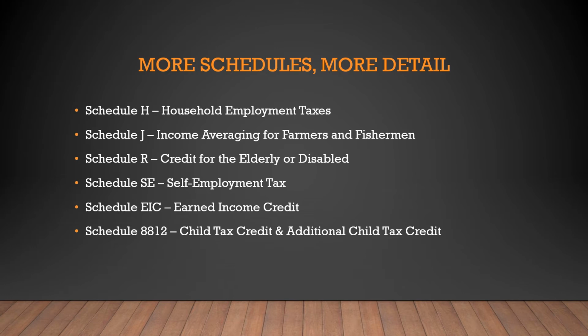Many of these, for instance, Schedule H, are out of our scope, and so we're not concerned with learning about them right now. A couple of the ones that you will see are Schedule EIC for Earned Income Credit and Schedule 8812, the Child Tax Credit and Additional Child Tax Credit. And we will cover those schedules when we cover that topic in a later lesson.